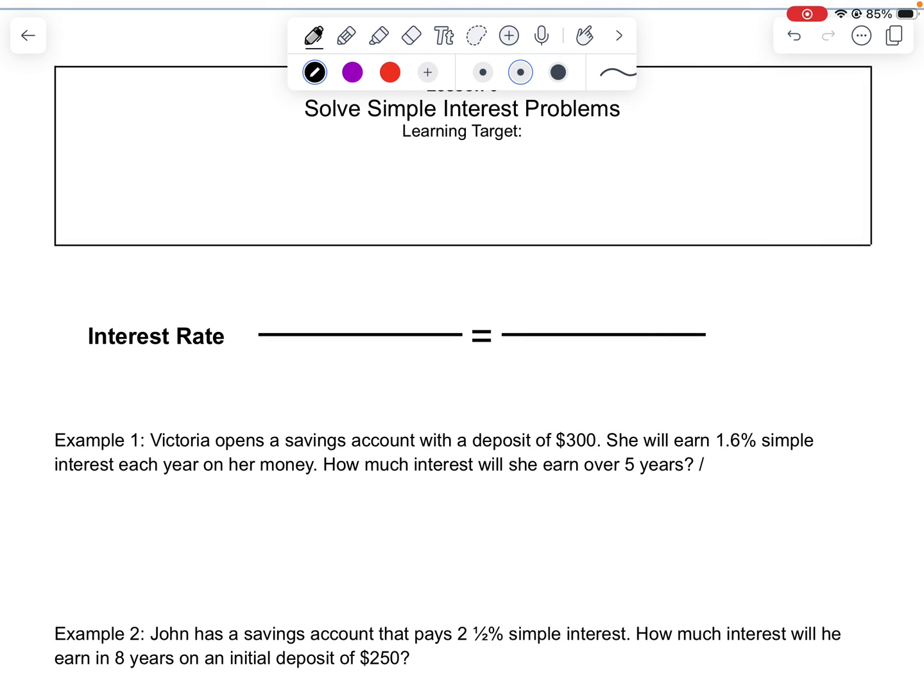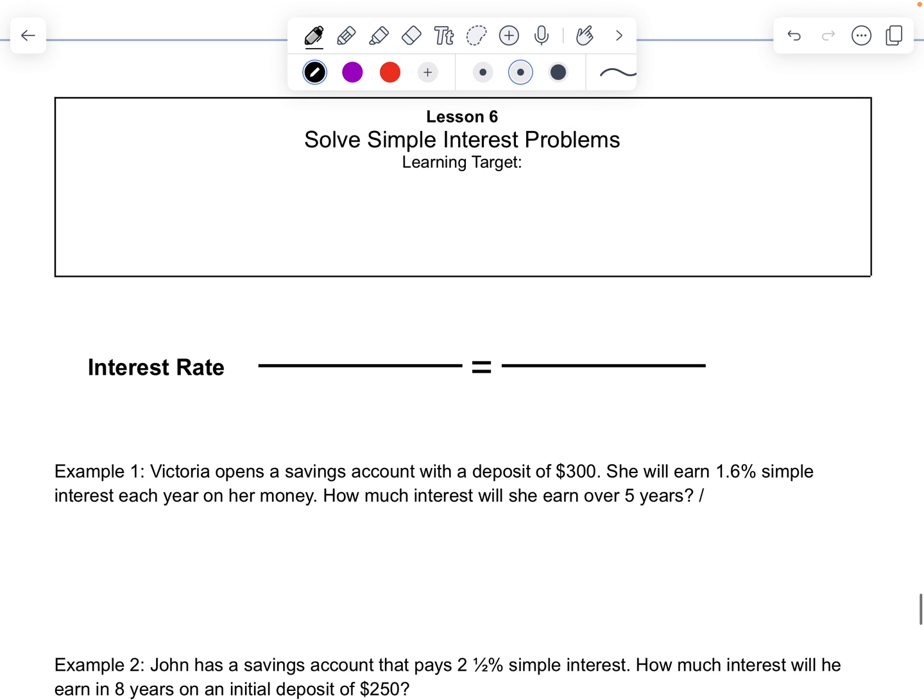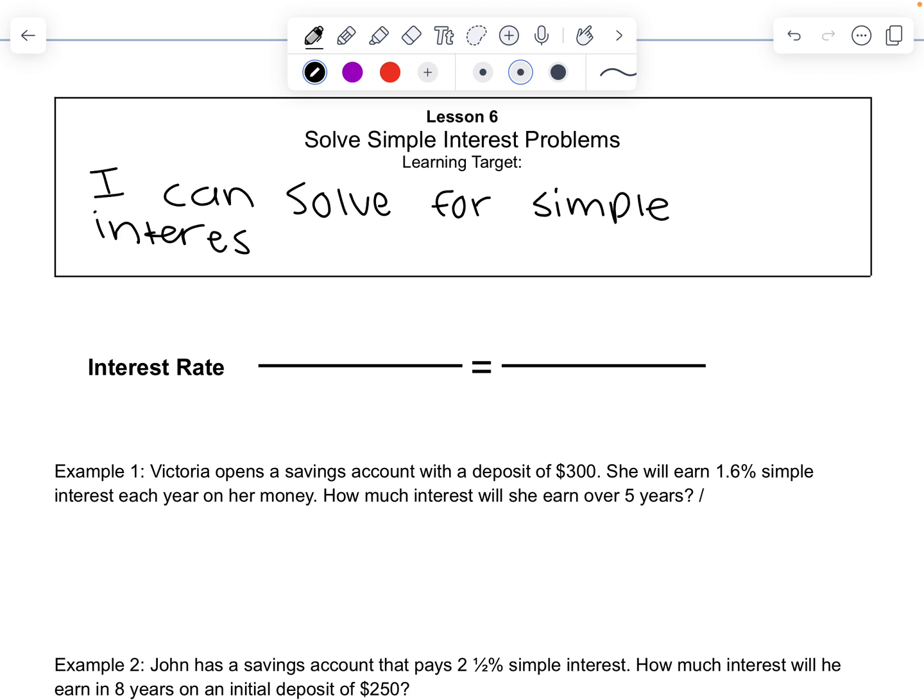All right, today we are going to go through lesson 6, our last lesson in the packet, where we're going to talk about interest. So this is going to be your learning target: I can solve for simple interest using proportions.